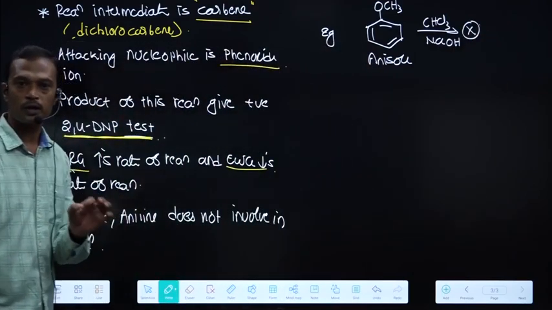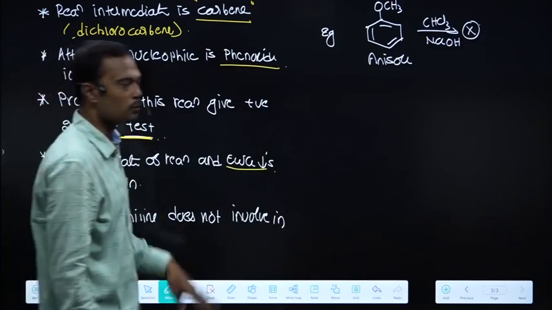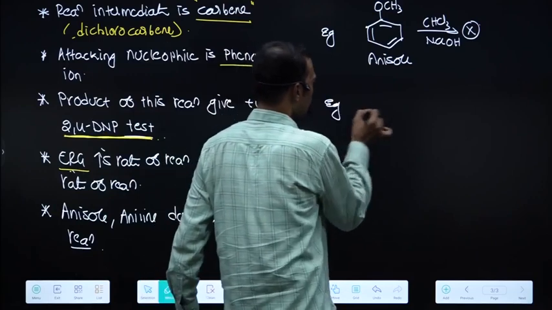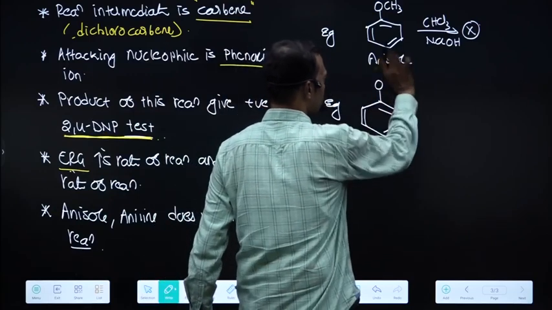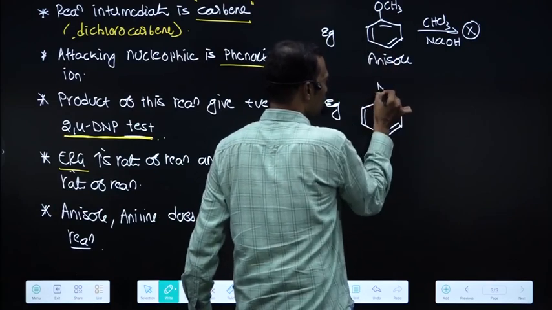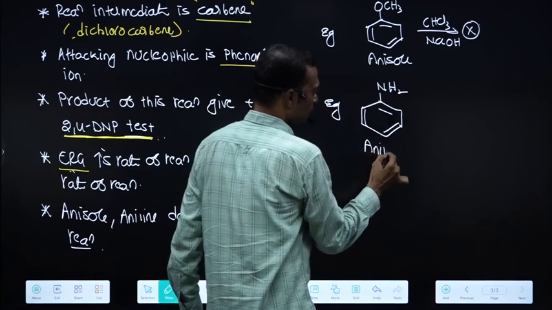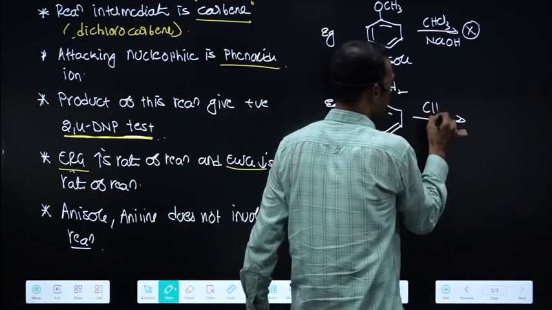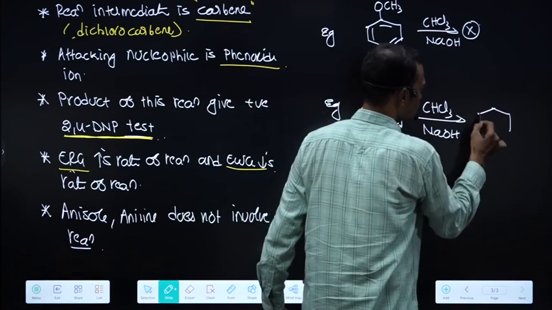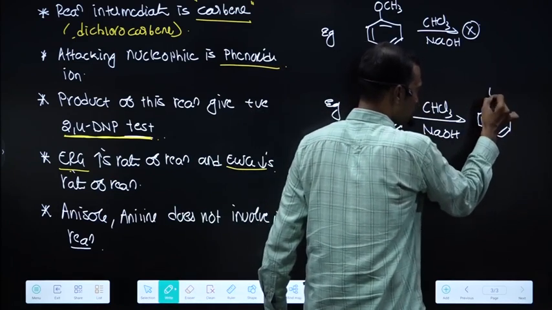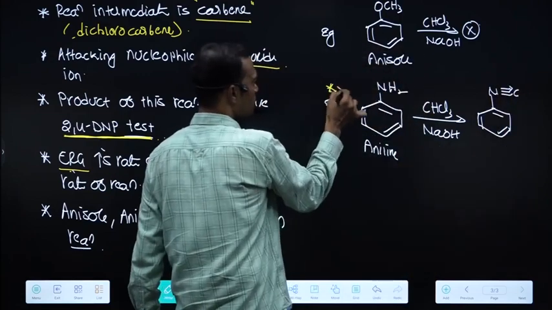What is the requirement for Reimer-Tiemann? Hydroxy. Definitely one proton is required on a highly electronegative atom, which will increase electron density on benzene. Now I am taking aniline. Aniline carries a lone pair of electrons and two hydrogens. When aniline reacts with chloroform and sodium hydroxide, what is the answer? Your answer is not acylation, your answer is isocyanide. This is most important, many times asked in GATE exam.